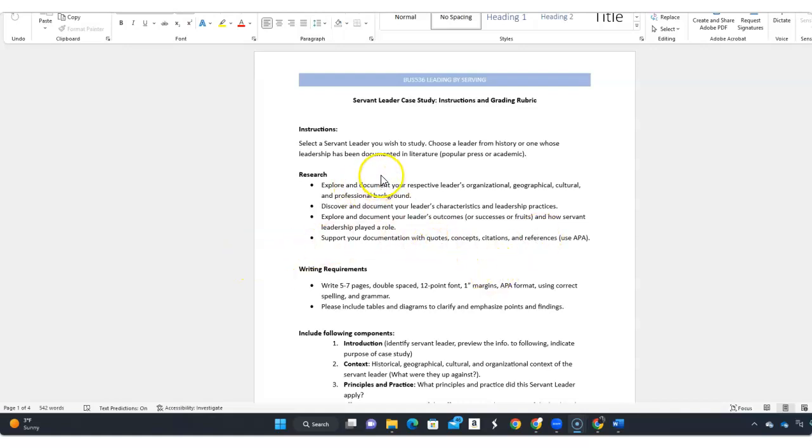So your servant leader case study, you will choose one servant leader to study and research. Now note, this is a servant leader, not an organization. So I would be choosing Mother Teresa, for example, not the Catholic Church in which she served. Okay, so the leader itself.